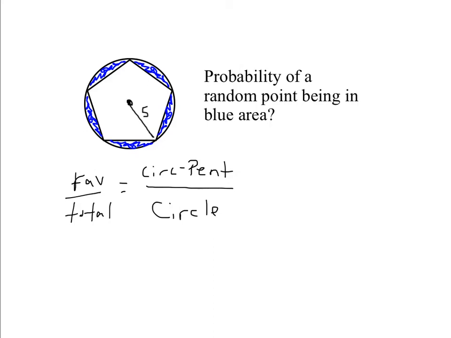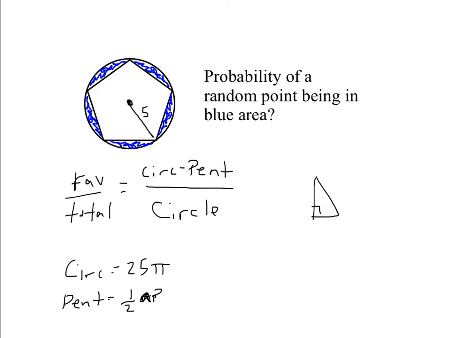The circle has an area of 25 pi. That's easy, 5 squared times pi. The area of the pentagon is 1/2 times the apothem times the perimeter. And actually, that should be lowercase a, which is how we denoted apothem.